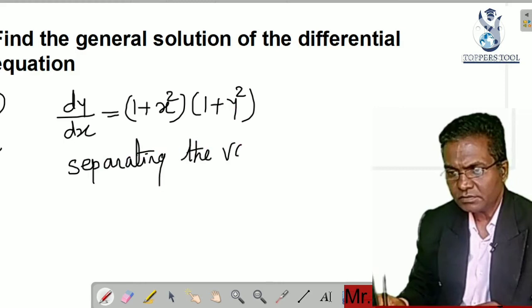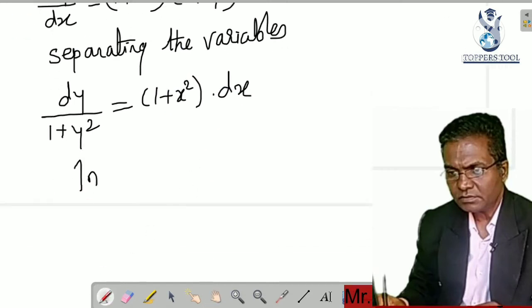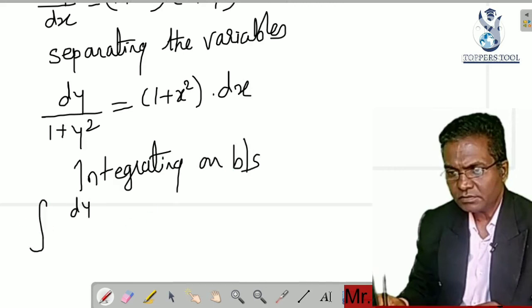Separating the variables, so what I do is dy divided by 1 plus y square. I bring this 1 plus y square down and dx up. Always dy and dx should be in the numerator. Now once they get separated, integrating on both sides. So integration of dy by 1 plus y square equals to integration of 1 plus x square dx.